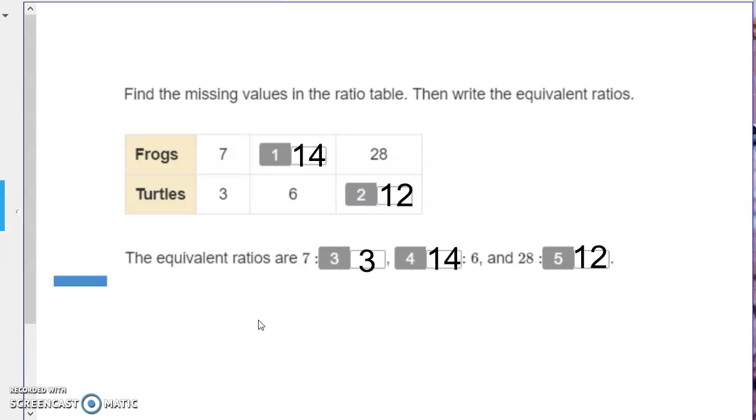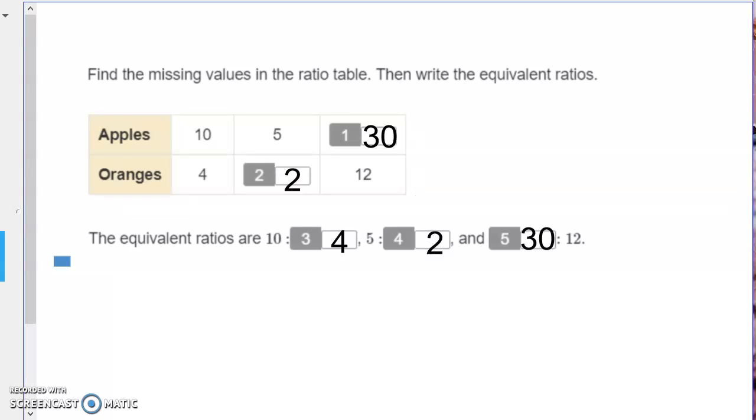All right, for the review questions, find the missing values in the ratio table, then write equivalent ratios. 3 times 2 is 6, so then 7 times 2 would give me 14 here for this number. 7 times 4 is 28, so then 3 times 4 gives me 12. So then my equivalent ratios would be 7 to 3, 14 to 6, and 28 to 12.